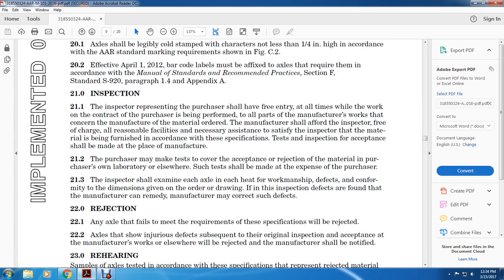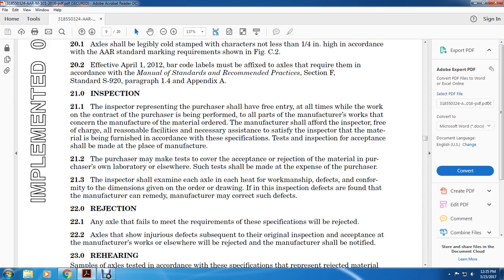21. Inspection. The inspector representing the purchaser shall have free entry at all times while work on the contract is being performed. All parts of the manufacturer's works concerned with the manufacture of the material ordered shall be open to the inspector. The manufacturer shall provide, free of charge, reasonable facilities and necessary assistance to satisfy the inspector that the material is being furnished in accordance with the specification. Testing, inspection, and acceptance shall be made at the place of the manufacturer. The purchaser may make tests to cover acceptance or rejection of material in the purchaser's own laboratory or elsewhere. Such tests must be made at the expense of the purchaser.